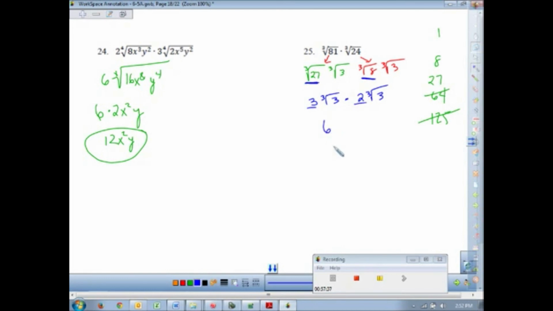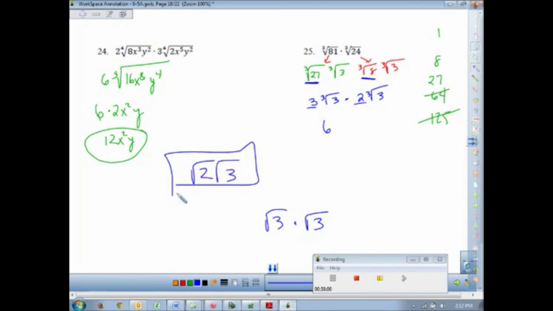Is the cube root of 3 times the cube root of 3, 3? The square root of 3 times the square root of 3 is 3, correct? But what's the cube root of 3 times the cube root of 3? Check this out. What's the square root of 2 times the square root of 3? What's that turn out to be? Square root of 6. What's the cube root of 3 times the cube root of 3? It's not 9. It's the cube root of 9.